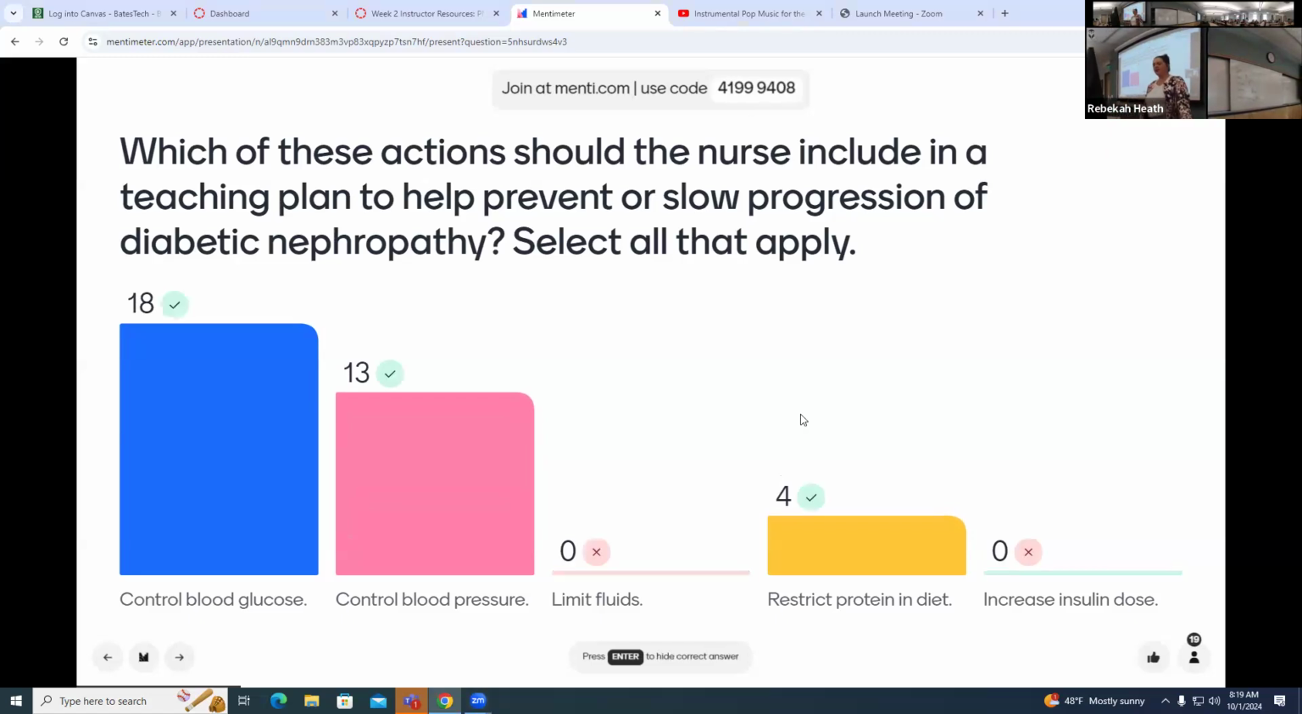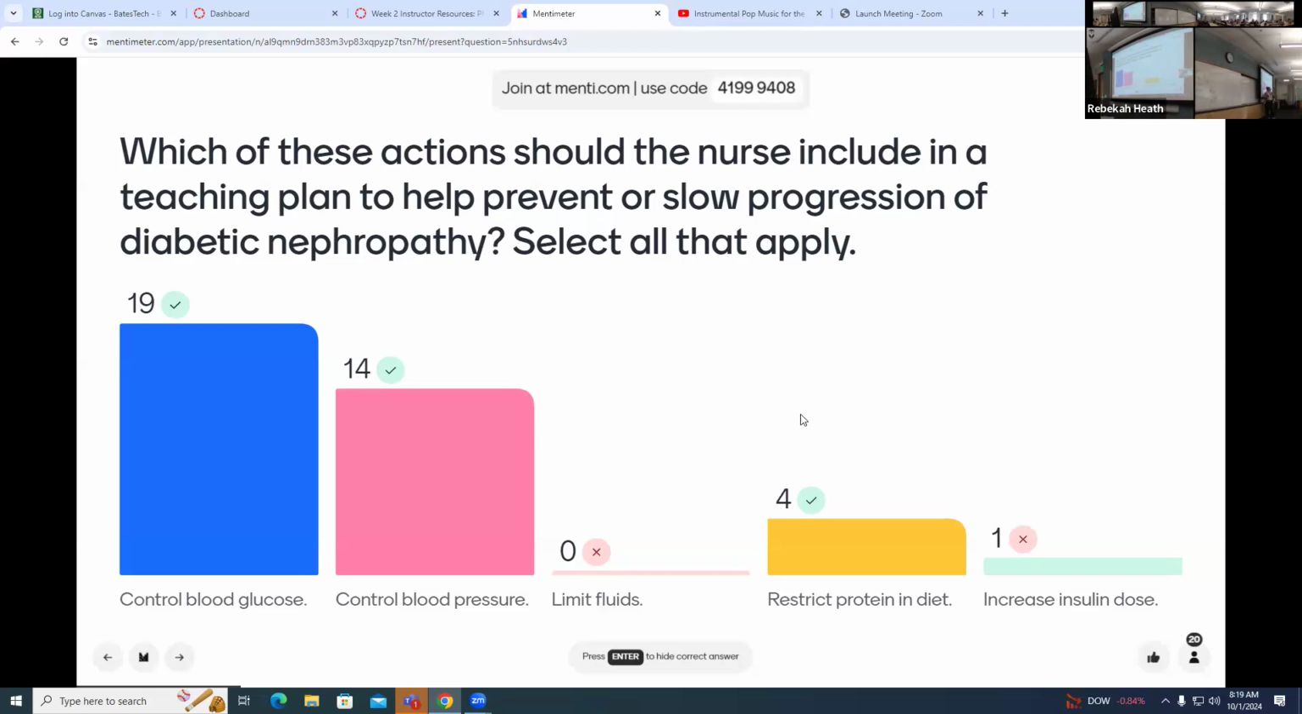There we go. Hey, you guys did great. So yeah, you got control the blood glucose. Again, I keep saying these things, forgetting that I have a question about them. But we also think about controlling the blood pressure, because we know that high blood pressure over a long time can also cause damage to the blood vessels. And restricting protein is also one of those.